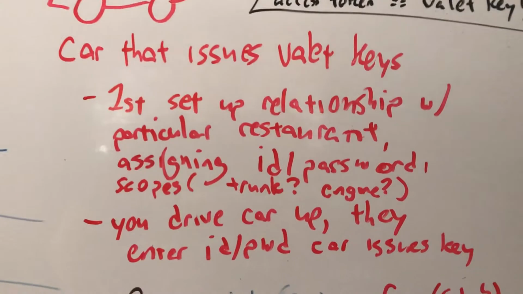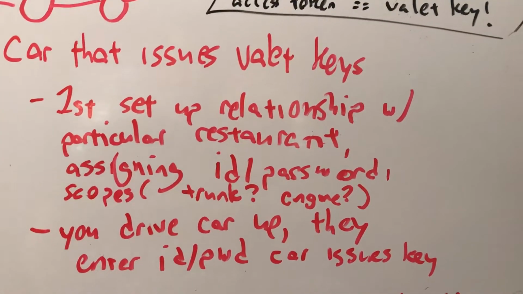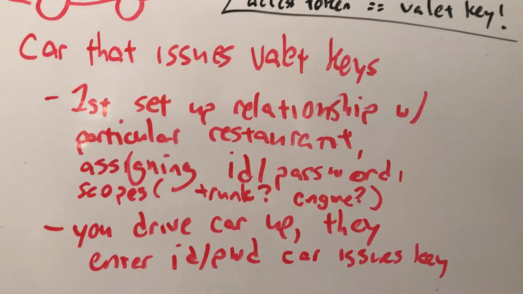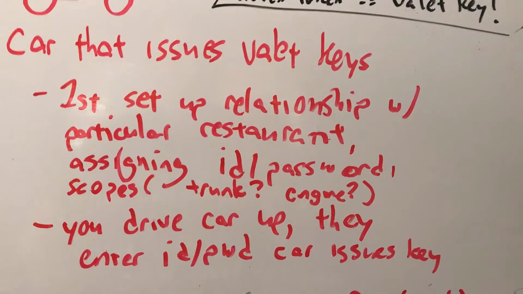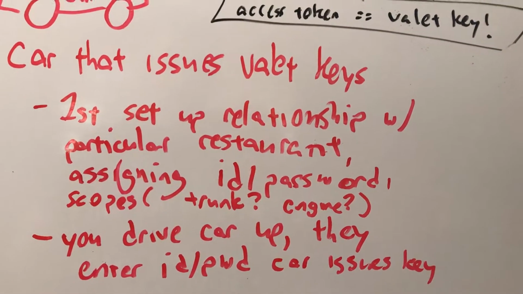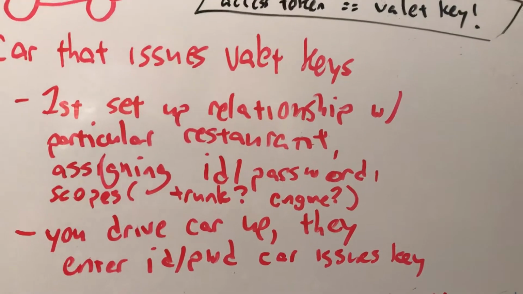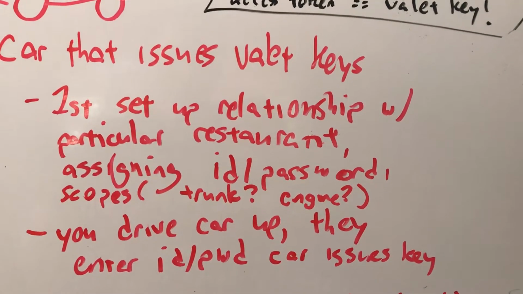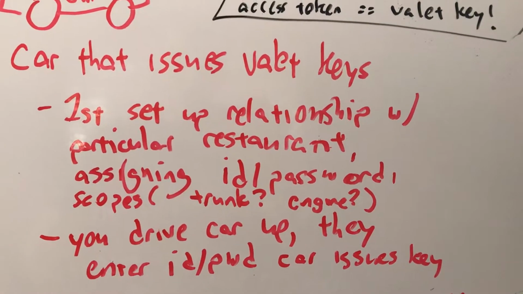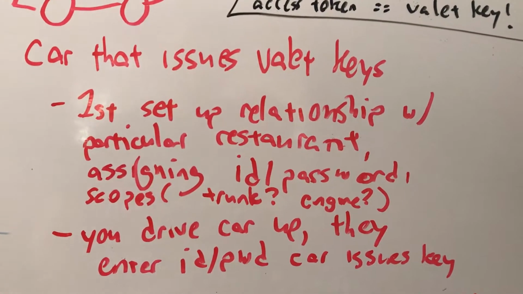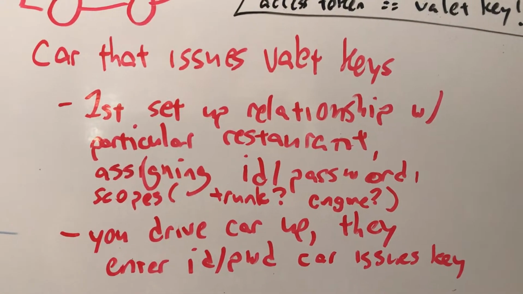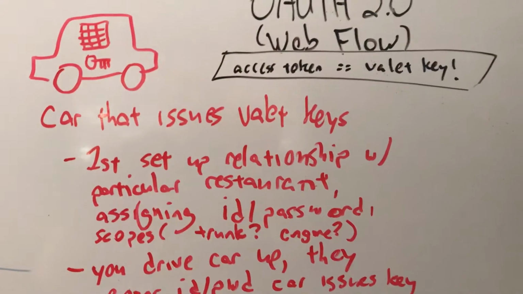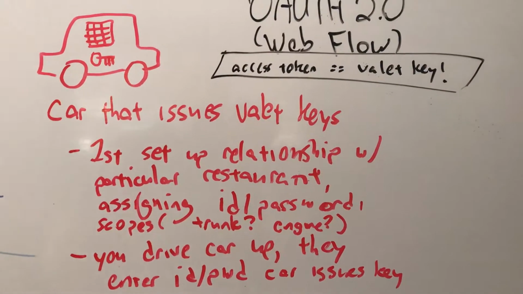So now what happens is you drive up and you are prepared to allow this restaurant to have use of your car. So then they enter their ID and password, and that authenticates them, and then they get a key for the correct scopes. So that is the kind of magic that is occurring with the OAuth 2.0 Webflow.